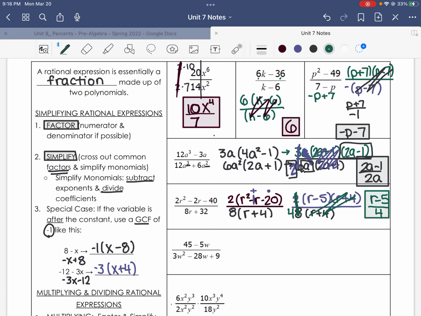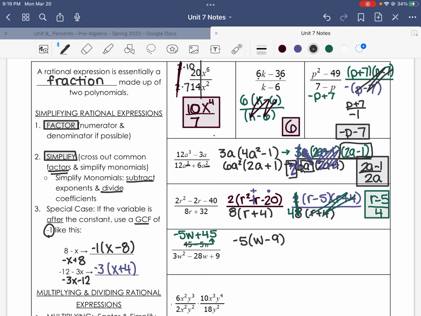Next problem. I've got a negative 5w at the end, so I've got to rewrite it at the beginning. The 45 is actually positive. So now it's in the correct order. What's my greatest common factor? If you said 5, you're really close. It's actually negative 5, because you don't want to start any parentheses off with a negative inside. So that leaves me with w minus 9. Really important to realize that that's negative 5, otherwise it won't match later like you want it to.